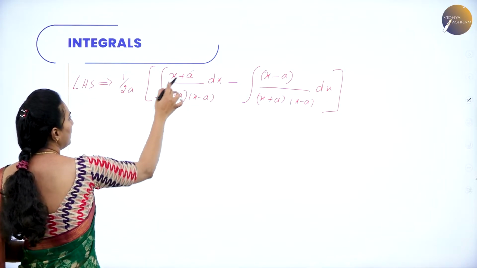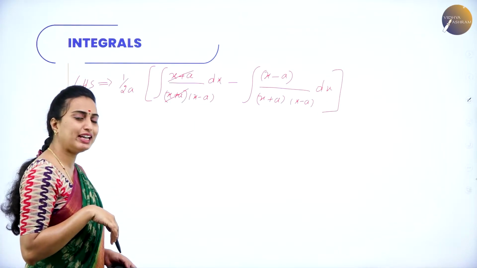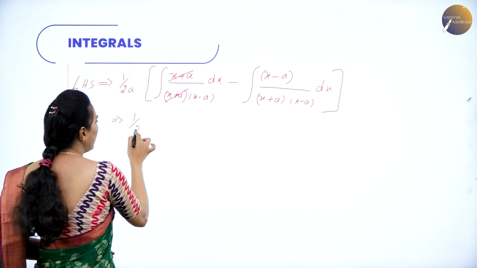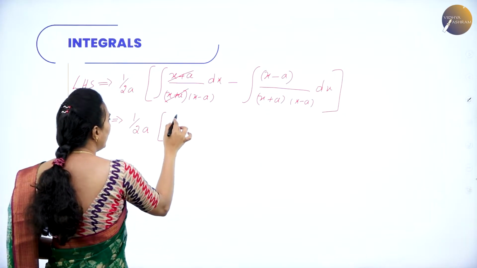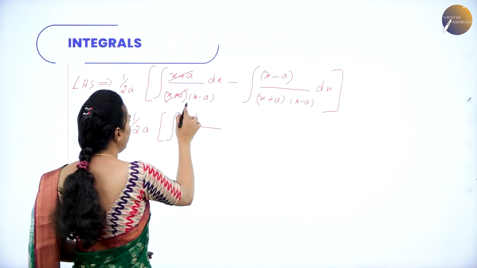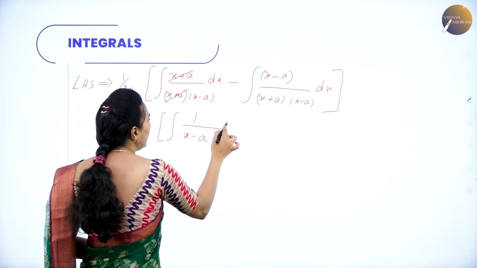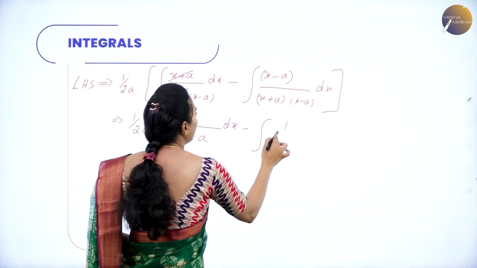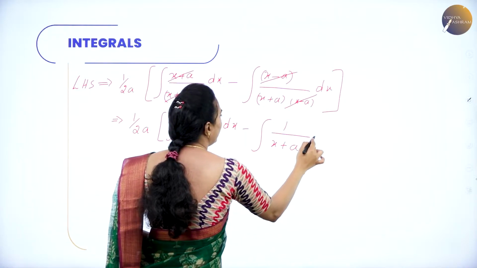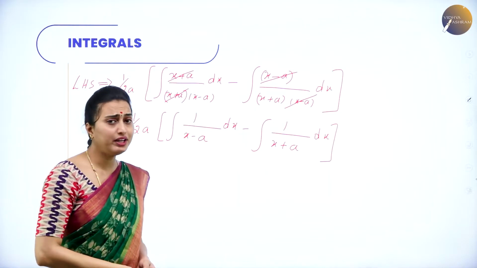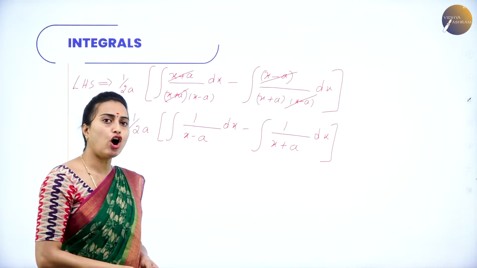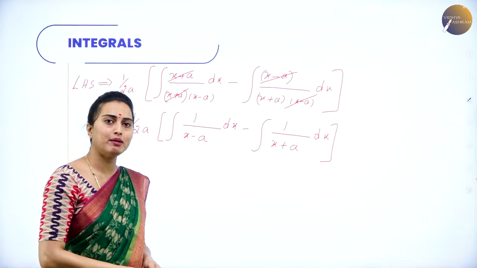Now here, one term of x plus a, one term of x plus a will get cancelled. Remaining is 1 over x minus a. Therefore, 1 by 2a into the integral of 1 divided by x minus a into dx, minus the integral of 1 over x plus a into dx, since x minus a will get cancelled. Now dear students, you know the integral of 1 over ax plus b is nothing but log of modulus of ax plus b divided by a.